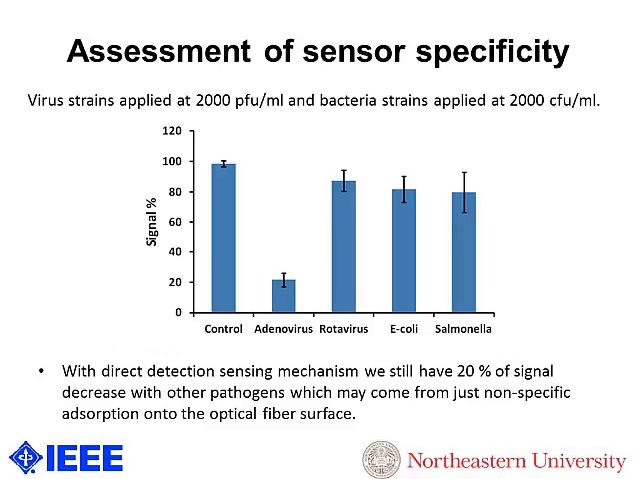After this dose response curve, we made a specificity experiment using rotavirus and 2 different bacteria strains, E. coli and Salmonella. As you can see in the figure, with the direct detection sensing mechanism, we still have 20% false signal with other pathogen strains. Actually, we believe that most of the false results come from non-specific adsorption on the surface. Also, with this kind of pathogen detection systems, 20% of false results can be acceptable.